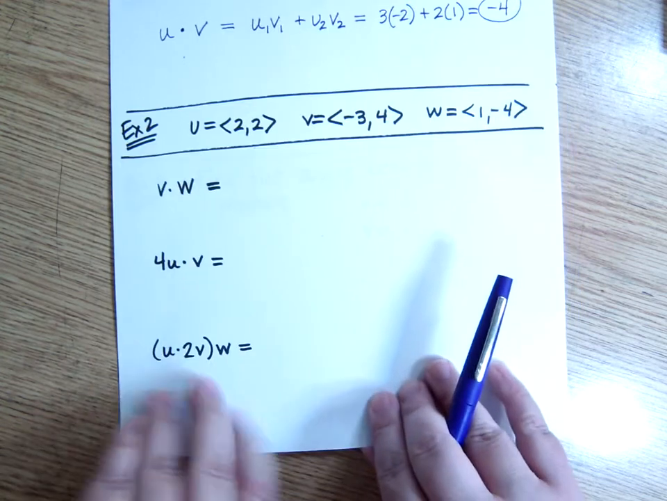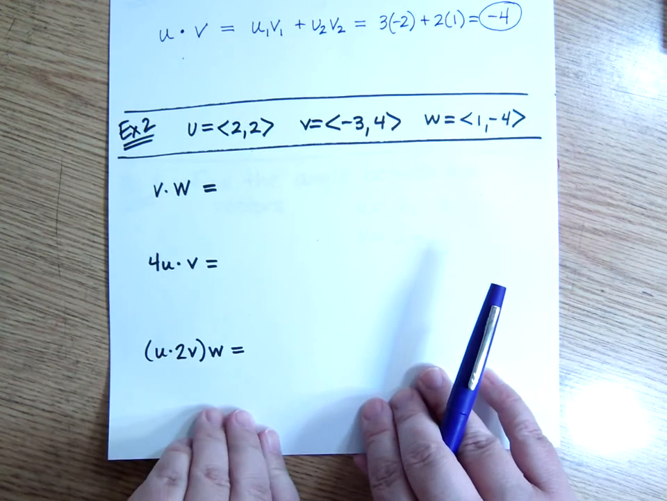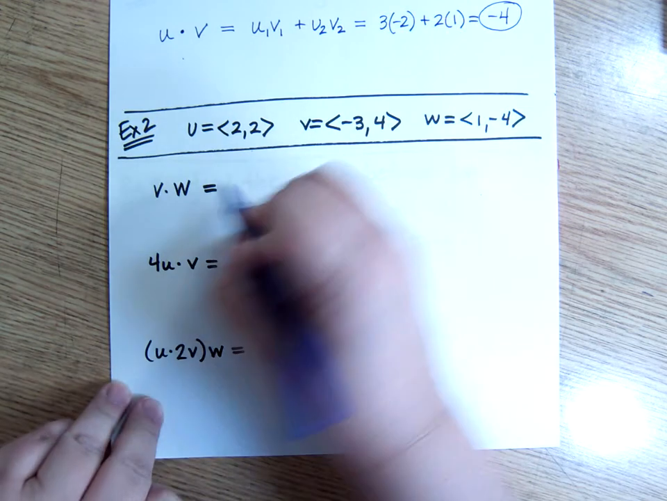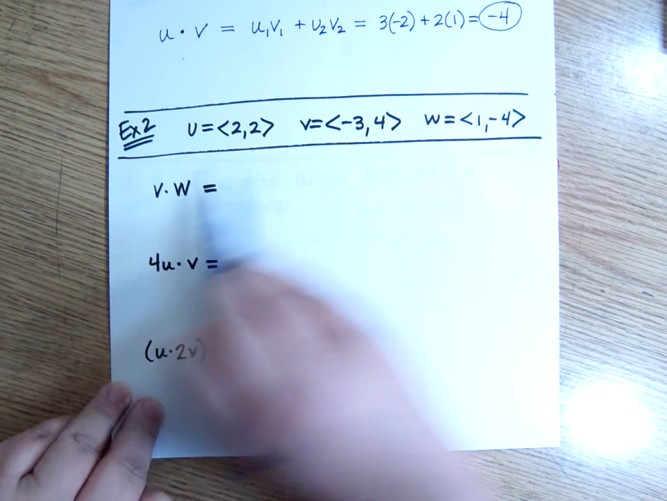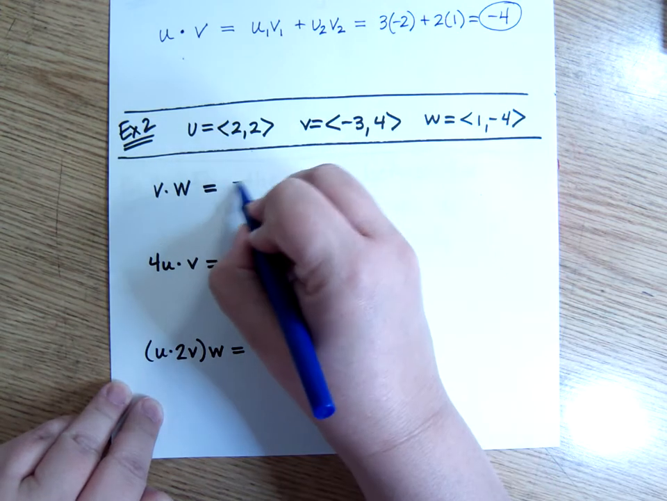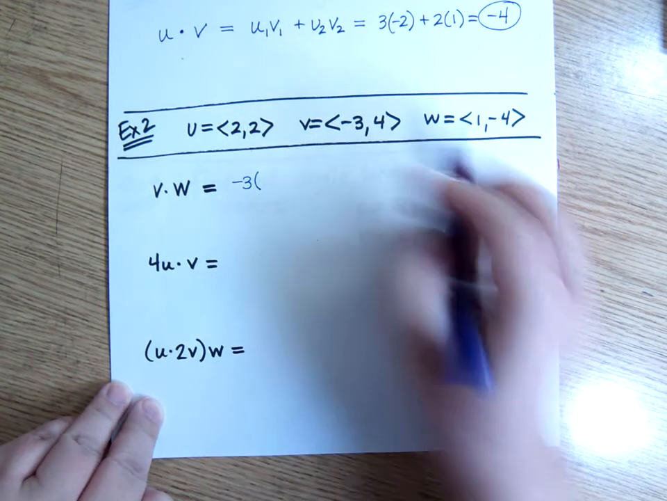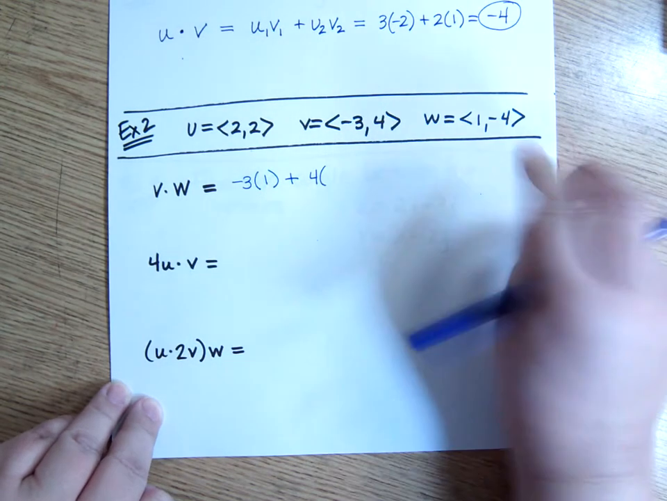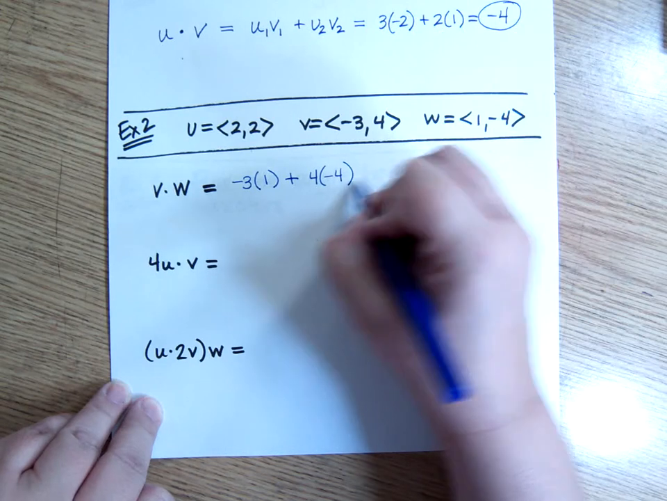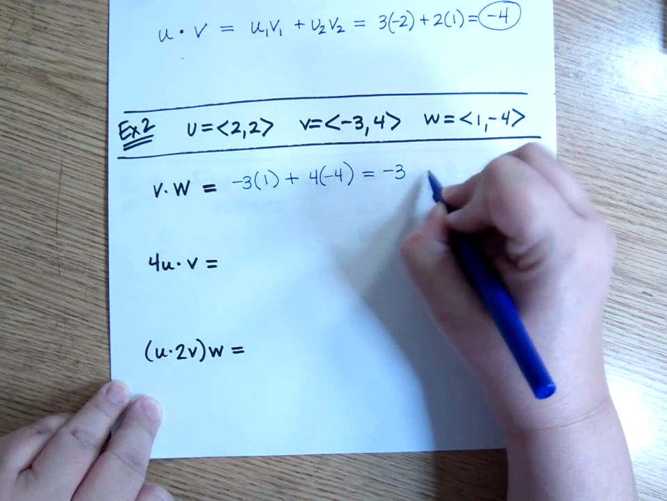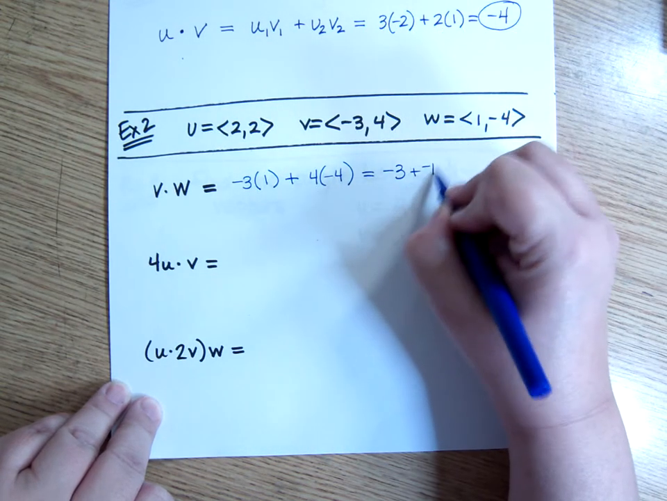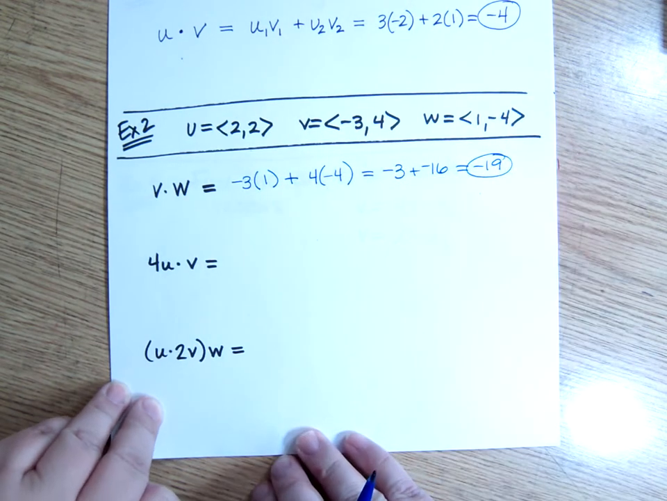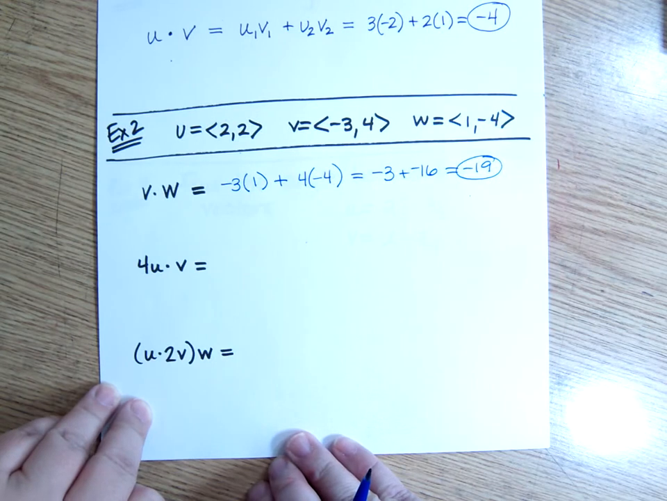Looking at these, let's get a little bit more involved and do a few more operations. V dot W: that's negative 3 times 1 plus 4 times negative 4. So negative 3 times 1 is negative 3. 4 times negative 4 is negative 16. And I get negative 19. Again, the dot product gives me just a constant, just a number.